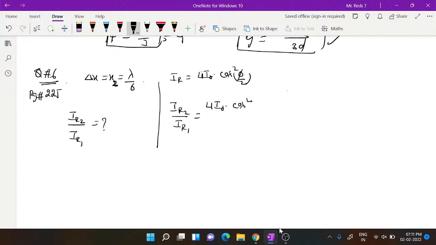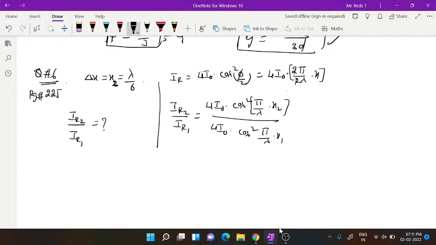In terms of path difference also, path difference is given, right? So let us take this in terms of path difference. In 4 I naught cos square, the phase difference phi is equal to 2 pi by lambda into x. So 2 pi by 2 lambda, the 2 cancels, into x. So pi by lambda into x, right? So you can write it as 4 I naught into cos square pi by lambda into x2 divided by 4 I naught into cos square pi by lambda into x1.